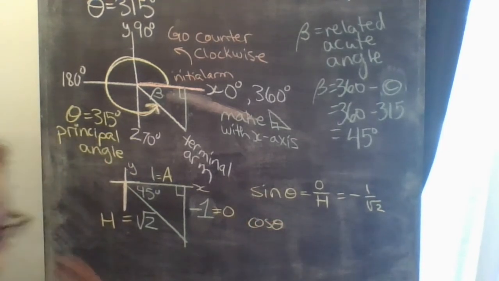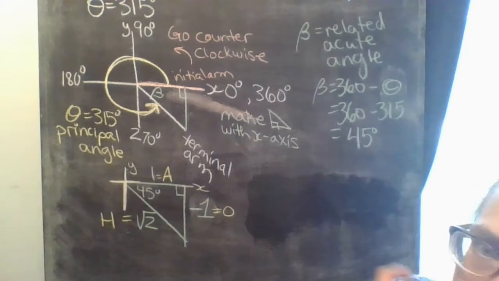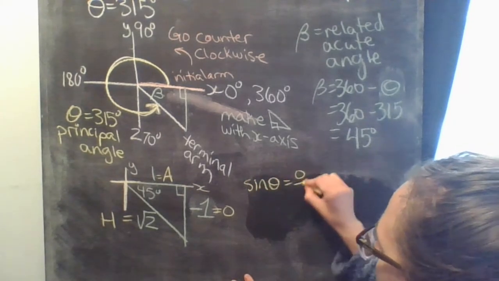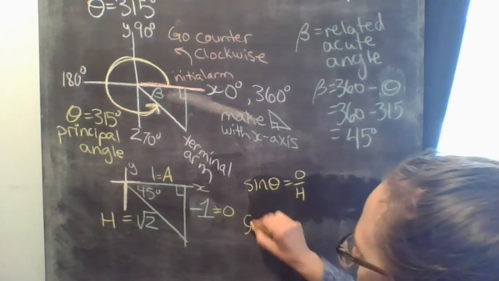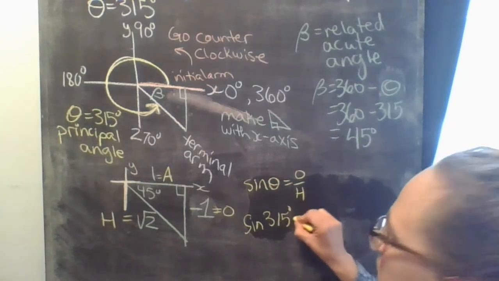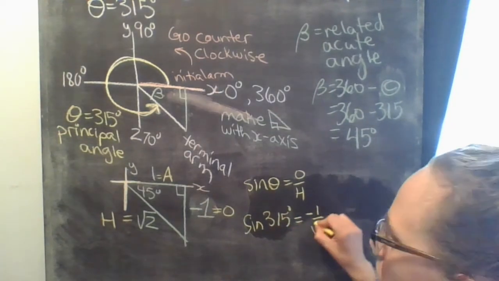Cos angle, oops, I didn't write that right. Hang on. Okay, let's try that again. Sine angle is opposite over hypotenuse. So that means that sine of 315, that's what I was missing before, is negative 1 over root 2.